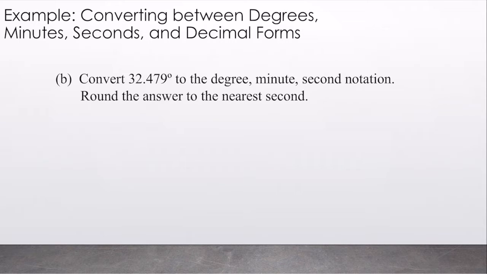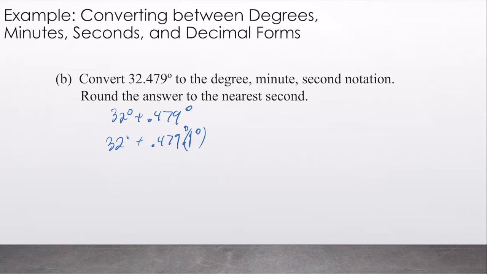So I have 32 degrees. That's my full degree part. And then I separate out my decimal part. Well, I know that 0.479 degrees times 1 degree, right? We could rewrite that as 1. And you think times 1 is itself.